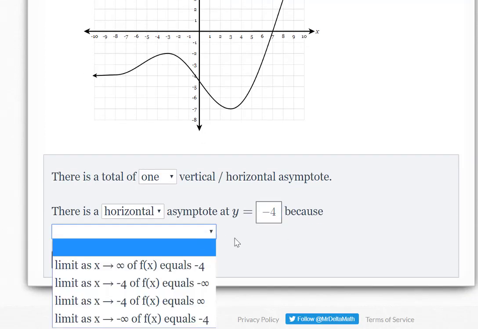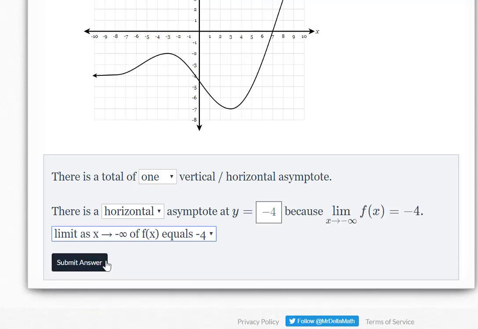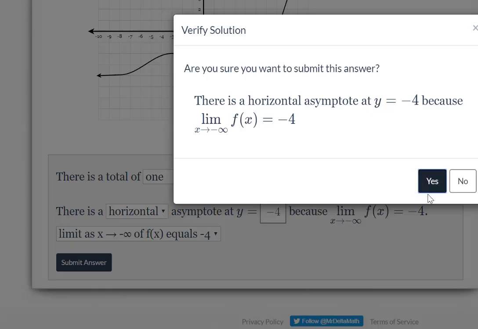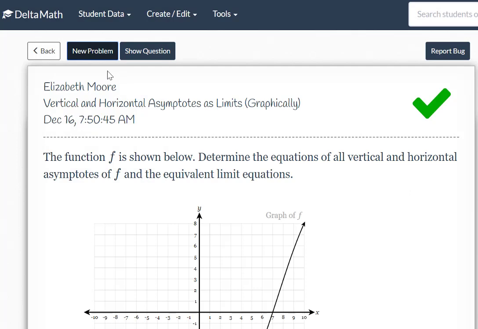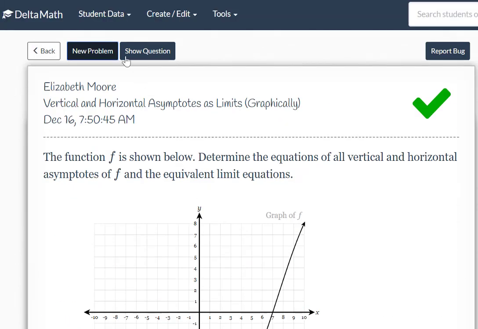Now I need to answer the because. As x goes to, well, we're going this way, to negative infinity, f of x equals -4. So now it shows it to me in the very nice limit notation. Limit as x goes to negative infinity of f of x equals -4. And we can submit this. There we go. Let's look at a new problem. Noticing after we submit that it shows us the final solution and our solution, so we could compare.